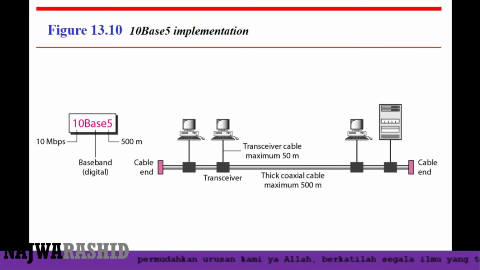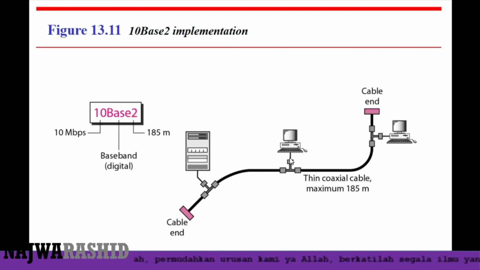So look at this implementation. For 10Base5, we have 10 megabit per second. The transmission is baseband transmission, and the maximum distance of the cable is 500 meters for the coaxial cable. For the transceiver cable, the maximum is 50 meters. It uses bus topology. For 10Base2, 10 megabit per second, baseband transmission. The maximum distance is 185 meters. Okay, it uses the bus topology. So this cable is coaxial, thin cable, 185 meters.